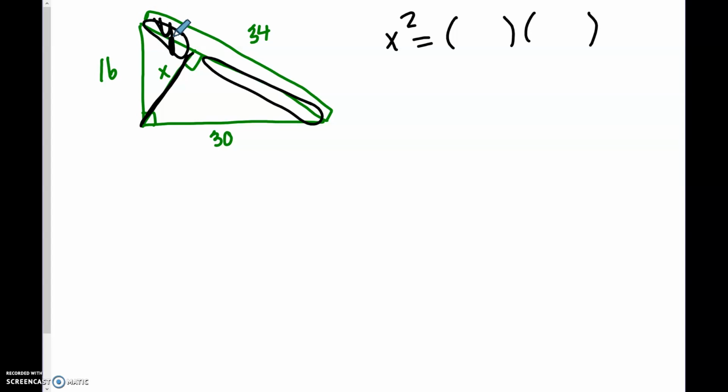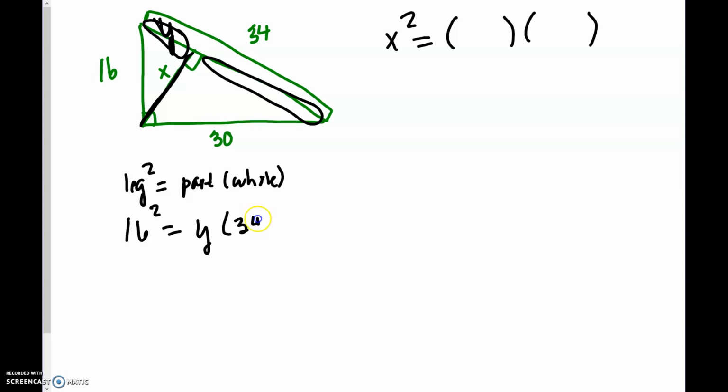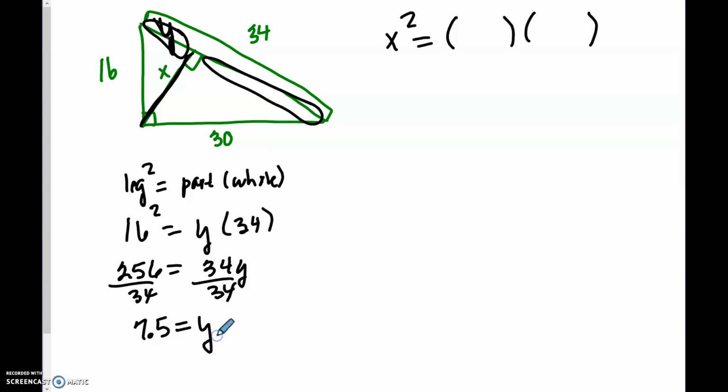So I'm going to find out what that y is by doing leg squared equals, and then I'm going to take that part times the whole hypotenuse. So my leg squared is going to be 16 squared, and the part is y, and the whole thing is 34. So now 16 squared is 256 equals 34y. So now I'm going to divide both sides by 34. And when I do that, I actually end up with a decimal. So I'm going to round this to the nearest tenth and get 7.5 equals y.